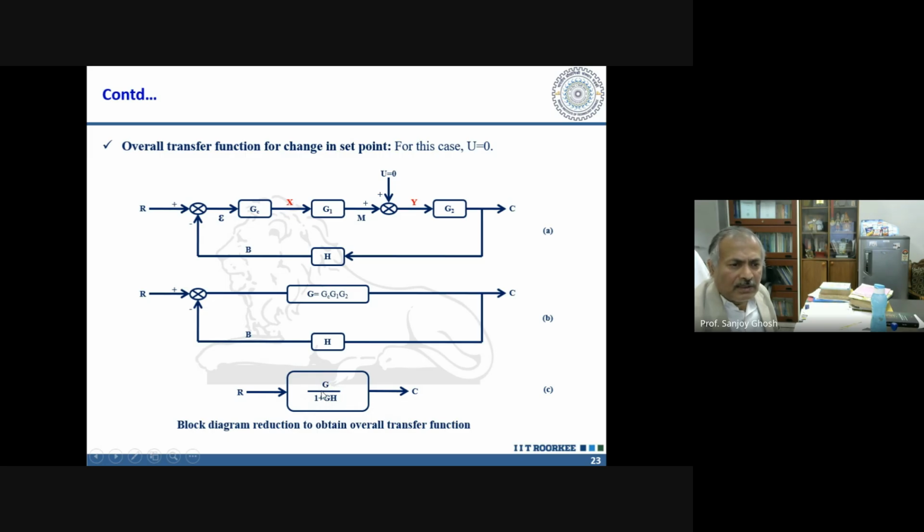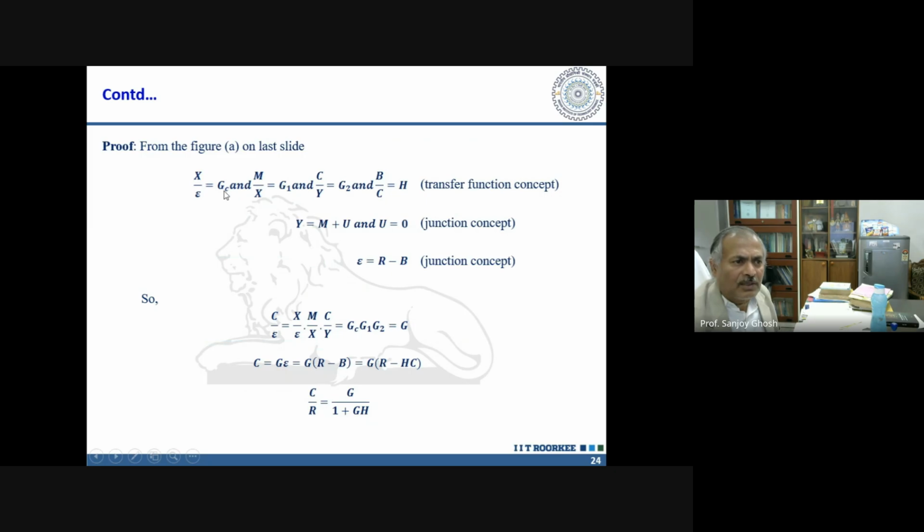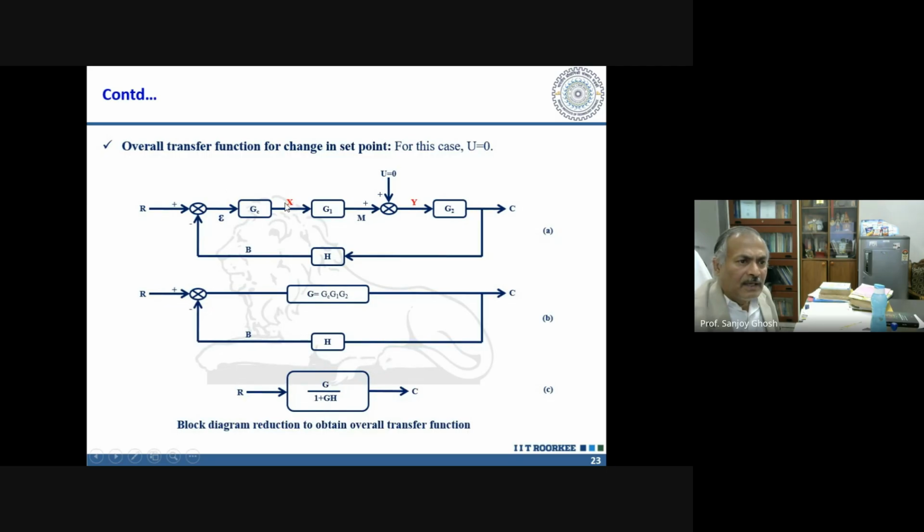How did you get this? Just a very simple calculation. X by E is equal to GC, because look, this is GC. For this block alone, X is the output and E, the error, is the input. So output by input is the transfer function, X by E equals GC. Similarly, M by X will be equal to G1, where M is the output and X is the input.